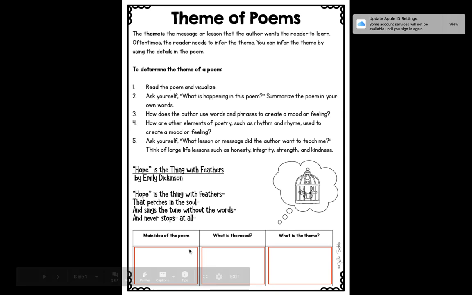So the main idea of the poem is hope. The mood is, well, it's obviously having hope, but it's an upbeat feeling, right? So it makes you want to feel that hope and look beyond it. And what is the theme? The theme is that hope is going to give you a really good feeling in life. Hope is going to keep you positive. It's going to keep you going. It's going to be that motivation for you to keep going.